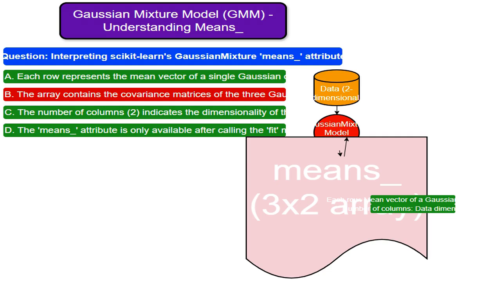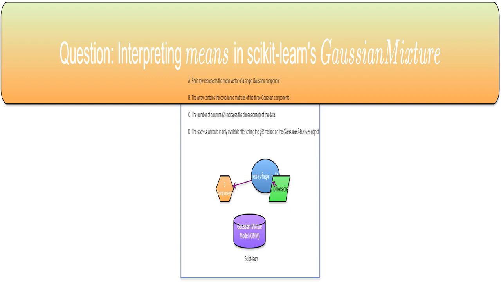Yes. The number of columns in `means_` equals the number of features in my original data. In this case, 2 columns indicate that my data points are described by 2 features each. For instance, it could mean 2 features like size and weight, length and width, or any other pair of measurable qualities.